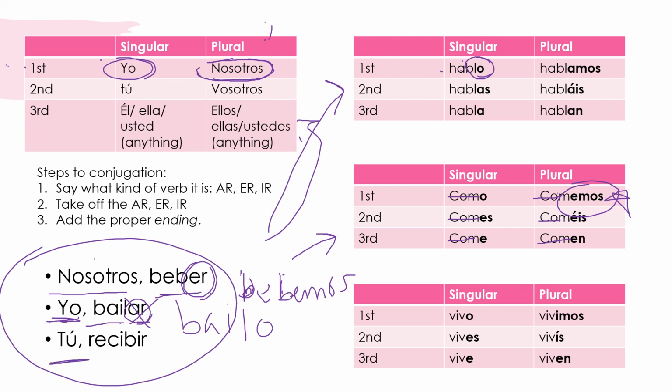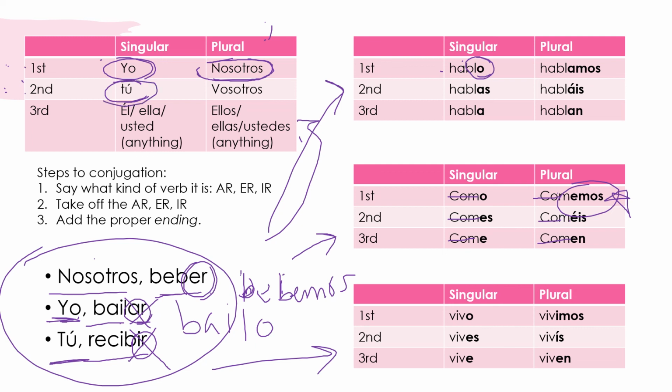We have tú. That is second person singular. And we're going to look at the verb here, recibir. It is an IR verb, so I go to my IR verb endings. I take off my IR. Do not forget to take off your IR or AR or ER. It's very important that you take that off, okay? It changes everything. If you don't take it off, make sure you take that off. Don't forget that step, all right?